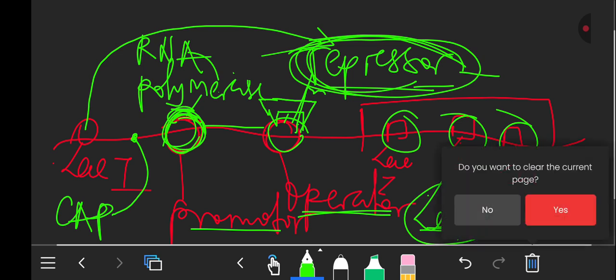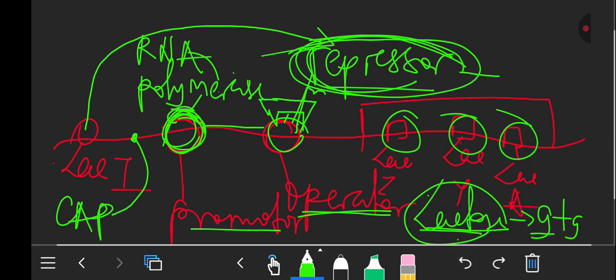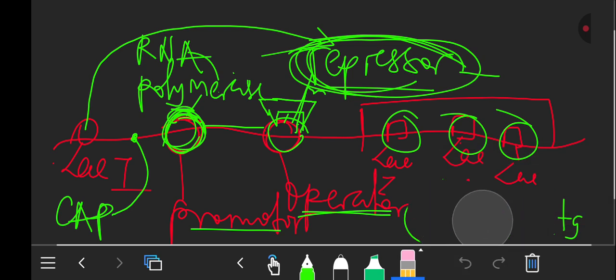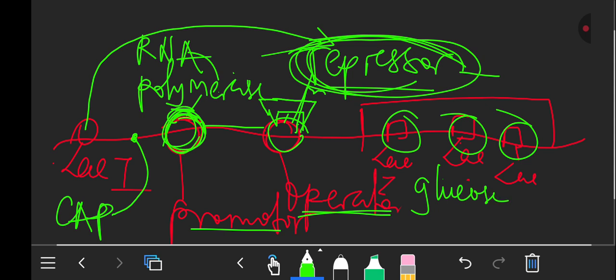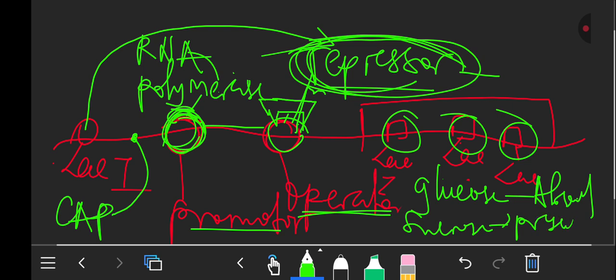So what am I trying to say here? The point I'm trying to drive across here is that for the repressor to be turned on, this glucose has to be absent. So glucose has to be absent for this repressor to be turned on, but lactose has to be what? Present. So when lactose is present and glucose is absent, this repressor will be turned on.